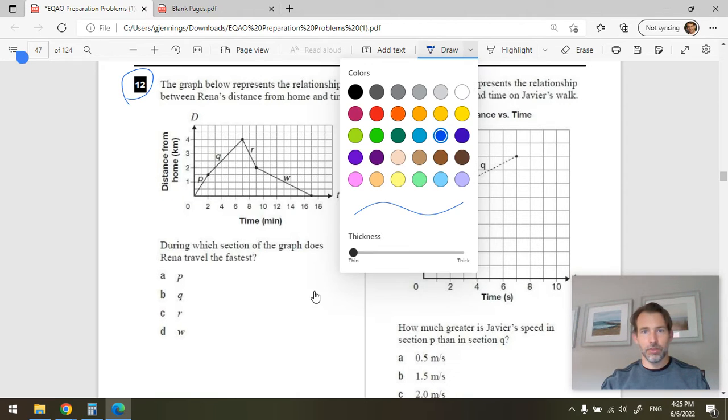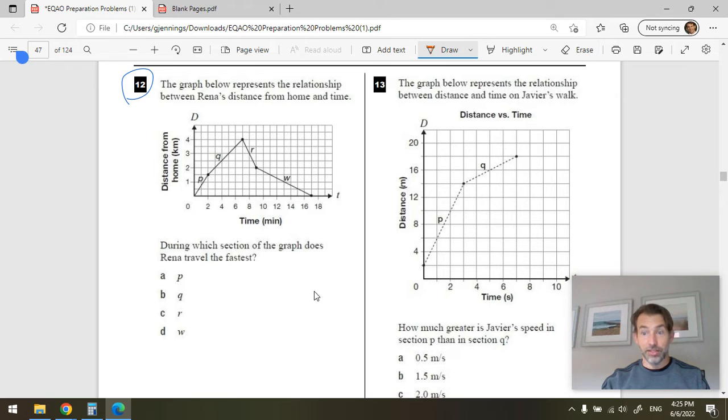Let's do a different color so that people don't die of boredom. Yes, that's going to be the thing that prevents you from dying from boredom, Mr. Jennings, is if you change the color of your pen.